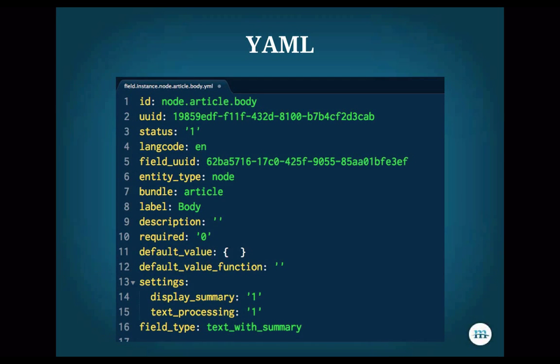So what are these files? Here's an example. They're YAML files, which is very similar to XML or JSON. It's just a key value store, but it's very readable. No longer are you looking at, for example, what the features module would export as PHP arrays. So this is much easier to read.